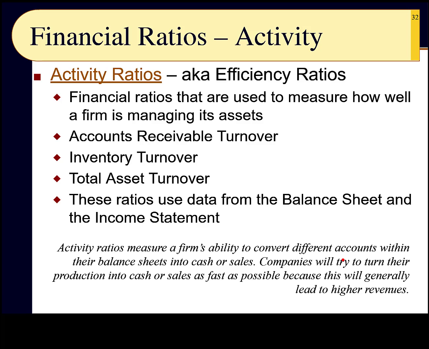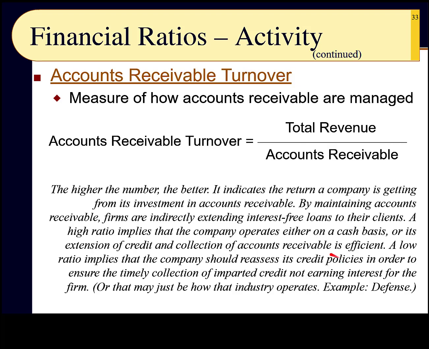Companies will try to turn their production into cash or sales as fast as possible because this will generally lead to higher revenues. In other words, get this stuff out the door, sell it. Come on, we've got new stuff coming in. And so the accounts receivable turnover is a measure of how accounts receivable are managed. We take our total revenue, that top line number, and we divide it by the accounts receivable on the balance sheet. The higher the number, the better.